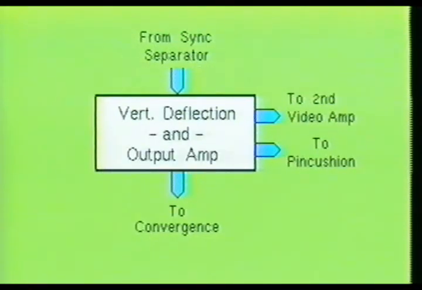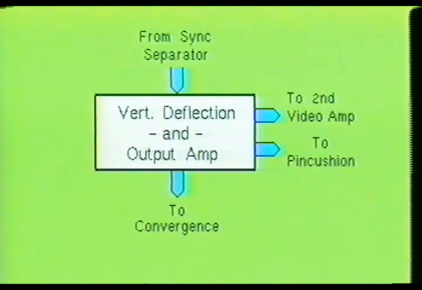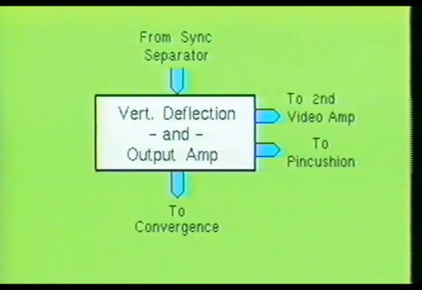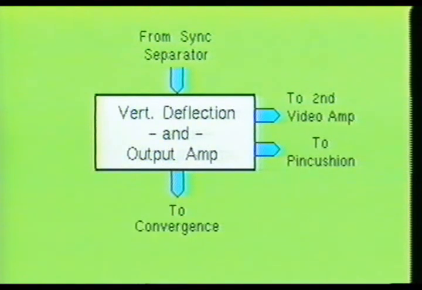Here you see the vertical deflection and output amplifier stage. This stage performs two primary functions. First, it generates a sawtooth waveform and provides sufficient power to drive the vertical deflection yoke. Second, it provides retrace blanking pulses, timing pulses for the convergence stage, and timing pulses for the pincushion stage.